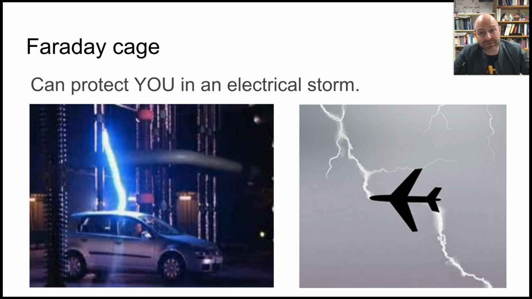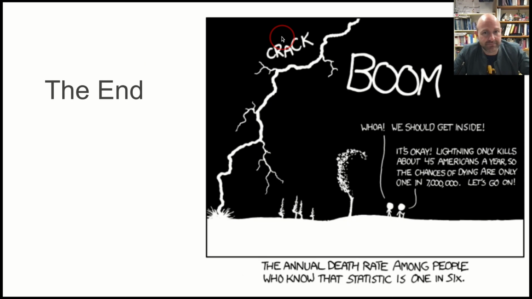They can protect you in an electrical storm, though, right? If your car gets struck by lightning or the plane you're in gets struck by lightning. The first one, cars getting struck by lightning, not that common. Planes getting struck by lightning, pretty common, as it turns out. But it's fine because the whole shell is metal. It's a conductor. It's a Faraday cage. All the electronics inside are going to be just fine.